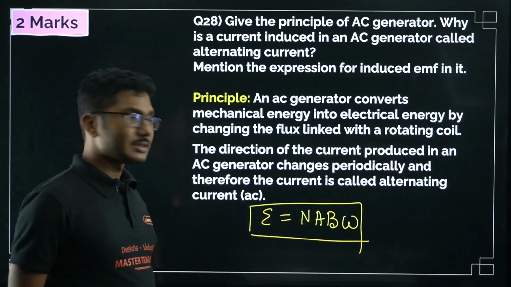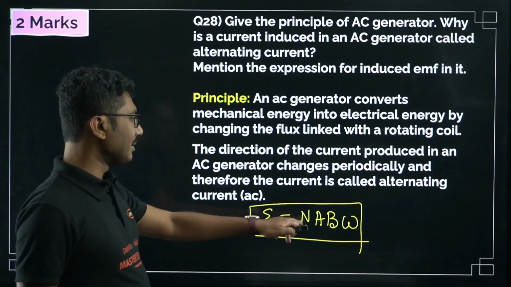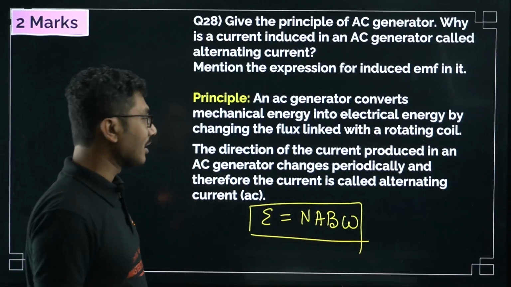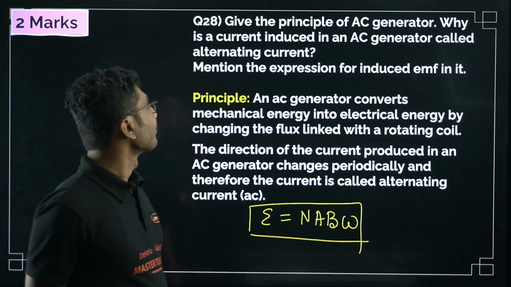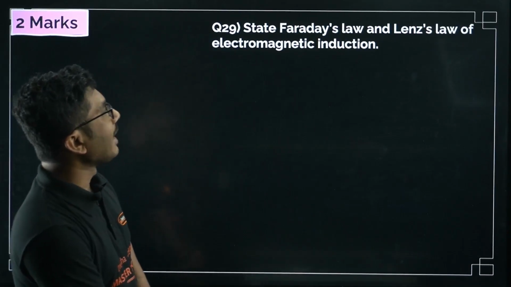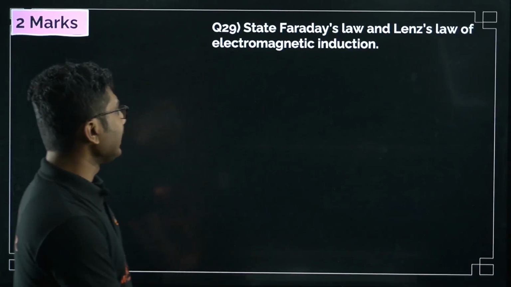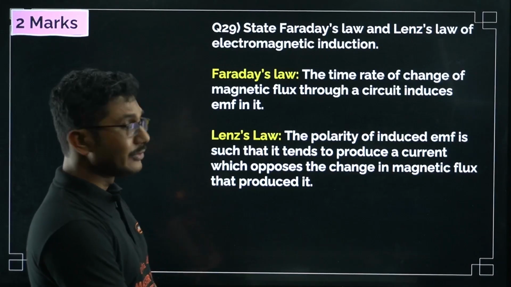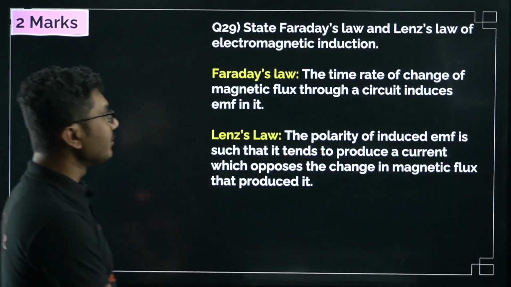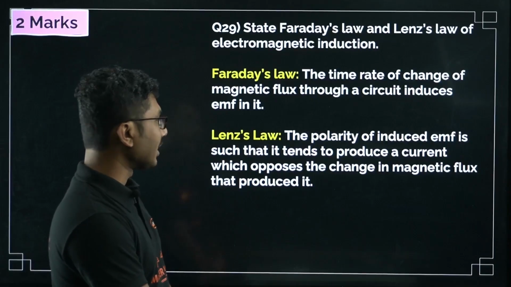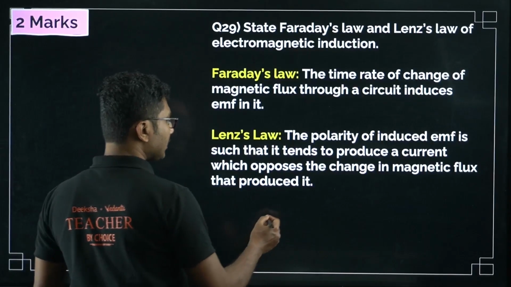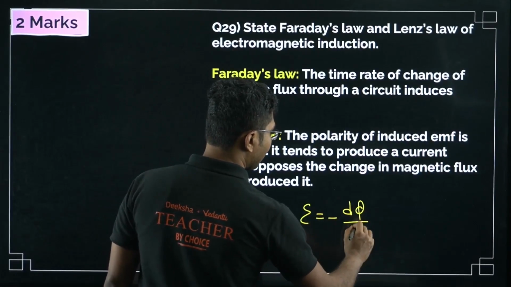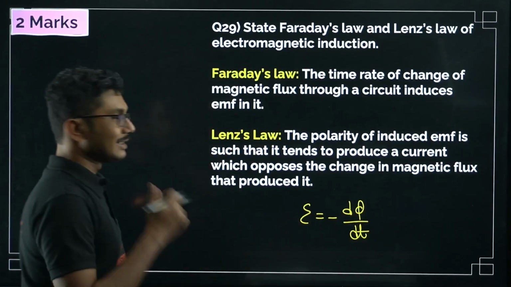N is the number of turns. You have to explain the terms. N is the number of turns, A is the area of the coil, B is the magnetic field linked with the coil, and omega is the angular speed. Now state Faraday's law and Lenz's law of electromagnetic induction. Faraday's law: the time rate of change of magnetic flux through a circuit induces EMF in it. The polarity of the induced EMF is such that it tends to produce a current which opposes the change in the flux that produced it. So epsilon is equal to minus d phi by dt.